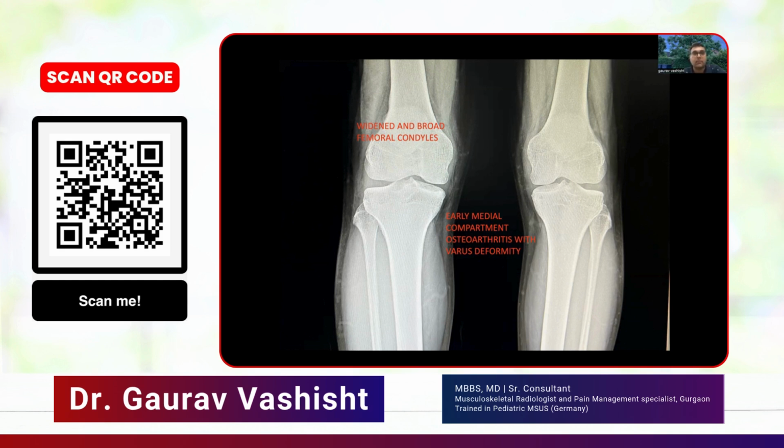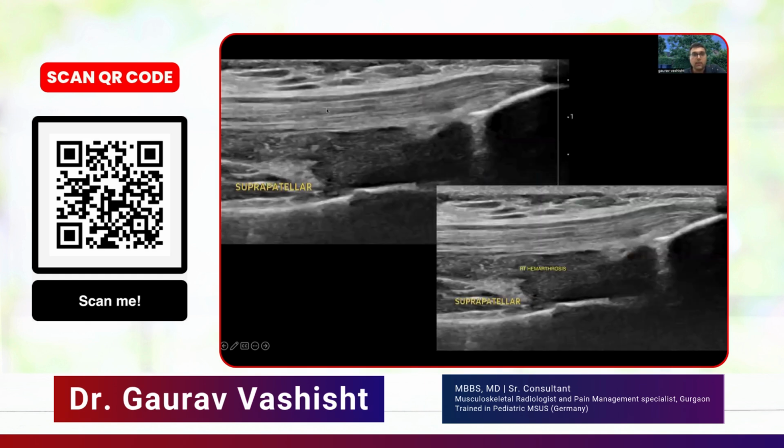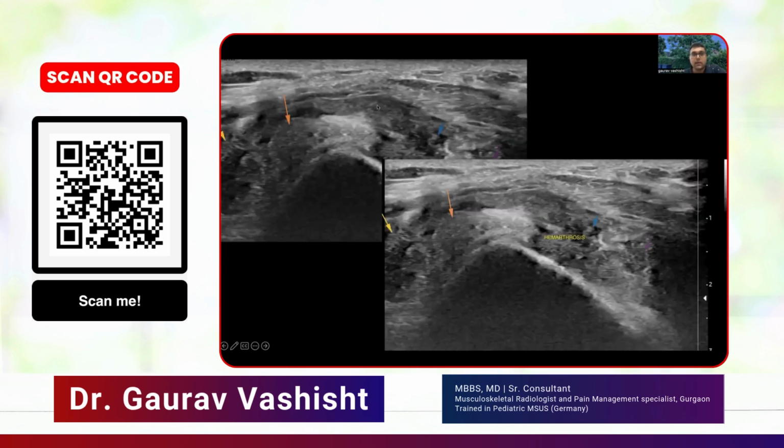So on reviewing the knee x-ray, I could see that the femoral condyles were wide and broad, and there were early medial compartment osteoarthritic changes in the form of osteophytes and mild genu varus deformity. And there was a large suprapatellar effusion on both the sides. So I took the patient again on the sonography machine, and I could see that there was large hemarthrosis in the knee joint extending into the suprapatellar recess.